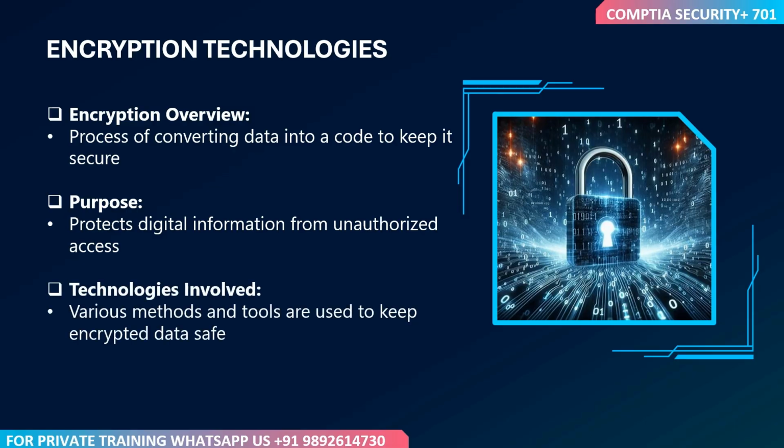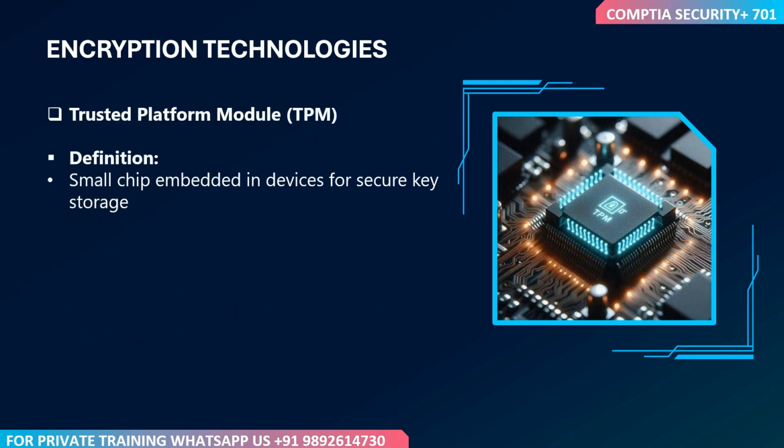Four of the most important technologies in the world of encryption are Trusted Platform Module, that is TPM, Hardware Security Module, that is HSM, Key Management System, that is KMS, and the Secure Enclave. In this chapter, we will break down each of these technologies in simple terms, explain how they work, and give real-life examples to help you understand their importance. Start with Trusted Platform Module, that is TPM.